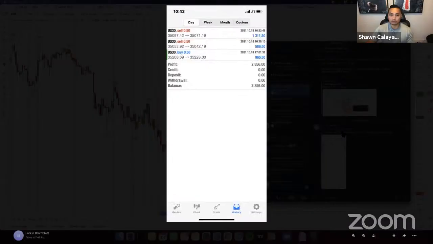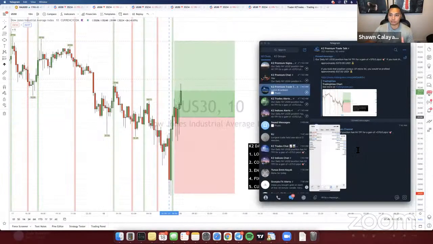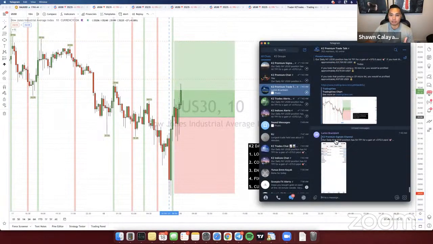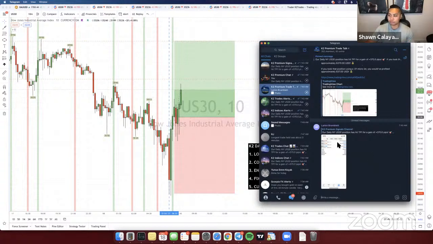Yeah, so great profit right there. Larkin actually took the buy there. You can see this buy here is for the daily entry. He locked in 965 off that. And this is a breakout earlier this morning. He locked in 1,311. So as you guys can see, these are the strategies that we've been applying, and they work perfectly fine.